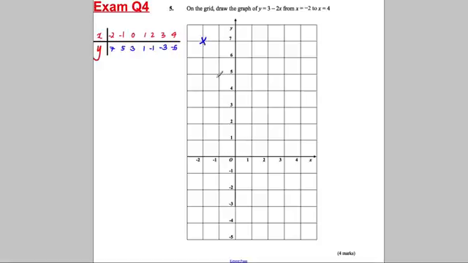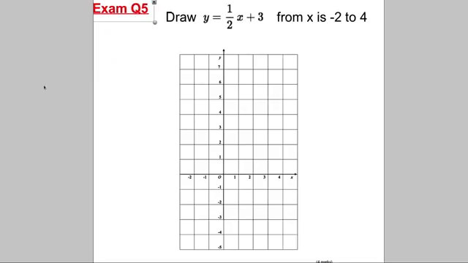1 back with 5, there we go. 0 across with 3, there we go. 1 across with 1, 2 across with -1, 3 across with -3, and 4 across with -5. And again, we've formed a perfect straight line. If you didn't have that, you know you made a mistake.